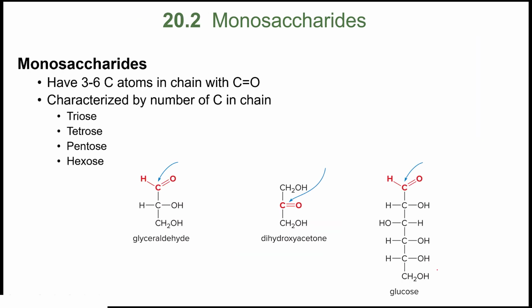A monosaccharide we discussed was one sugar or a simple sugar that can't be hydrolyzed. These can have 3 to 6 carbon atoms in a chain with a carbonyl, so that's C double bond O. They are characterized by the number of carbons in the chain. A triose is going to have 3 carbons. A tetrose has 4 carbons, pentose has 5, and a hexose has 6 carbons. And the ose ending tells us it's a sugar or monosaccharide.